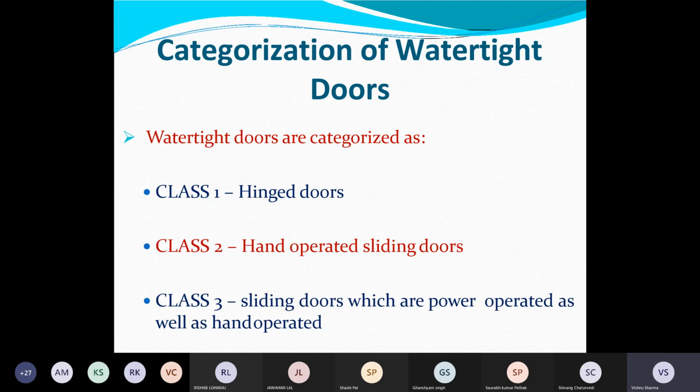And class 3 is power operated sliding doors. Of course, it goes without saying that anything which can be operated with power has to have a backup of being hand operated as well. So class 3, when we say they are power operated, does not mean only power operated. They have to have the provision for hand operation as well. So class 1 is hinge type. Class 2 are the hand operated sliding doors, and class 3 are the power operated sliding doors. These are the classifications of the watertight doors as per your syllabus, beta.